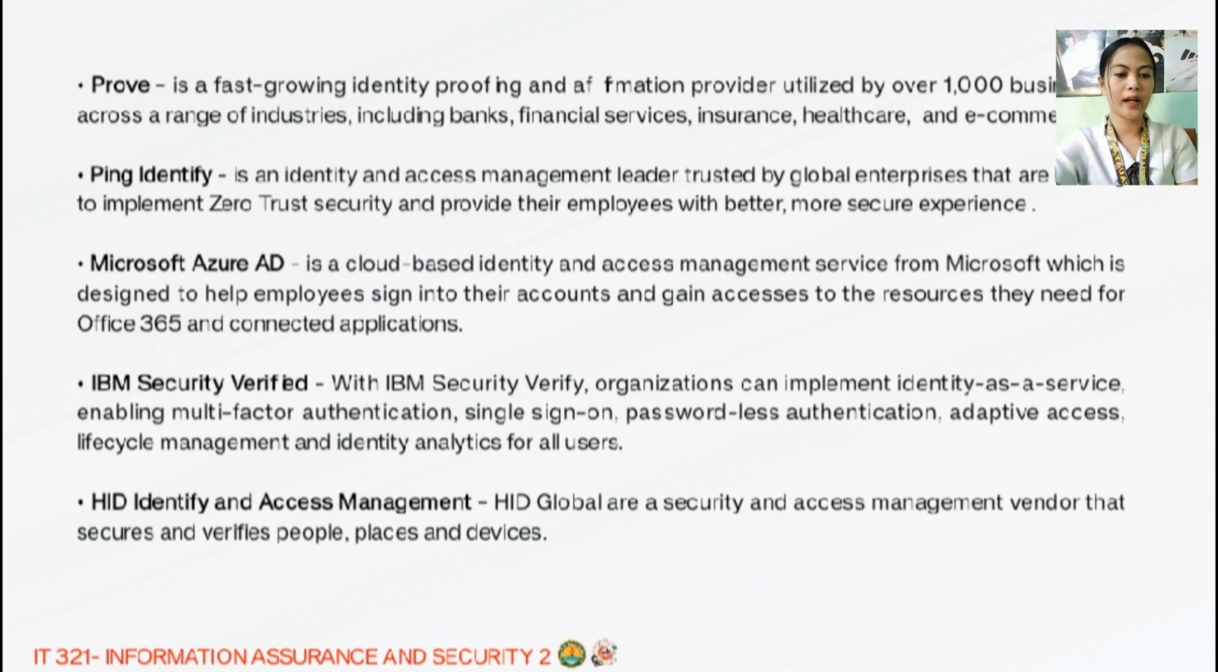So lastly, HID Identity and Access Management. So HID Global is a security and access management vendor that secures and verifies people, places, and devices. So this implies that HID Identity and Access Management, they emphasize their focus on securing and verifying people, places, and devices, which is crucial in today's digital landscape. With their solutions, organizations can ensure better protection and control over their assets and resources.